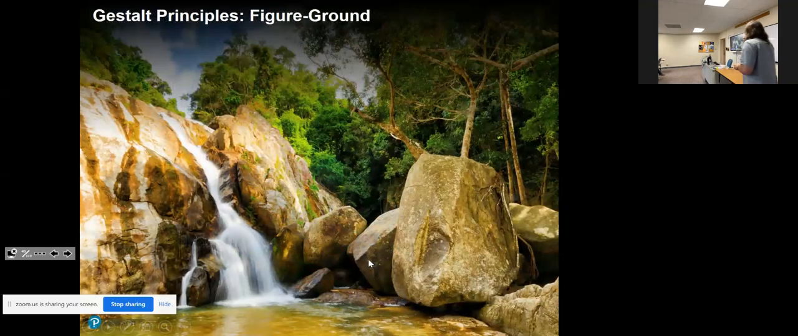So a couple of these principles, and there are about 8 of them, we're just gonna go through some of the most common ones. The first is figure ground, okay? Again, we kind of know how nature is set up. We've all maybe walked through the woods and experienced something like this.